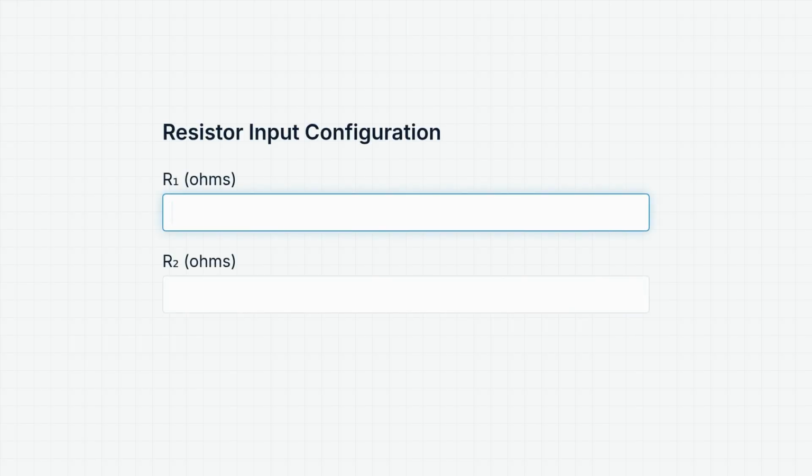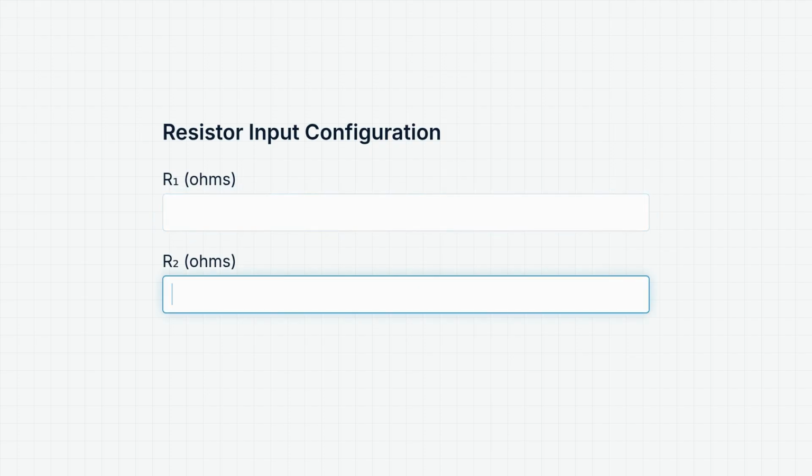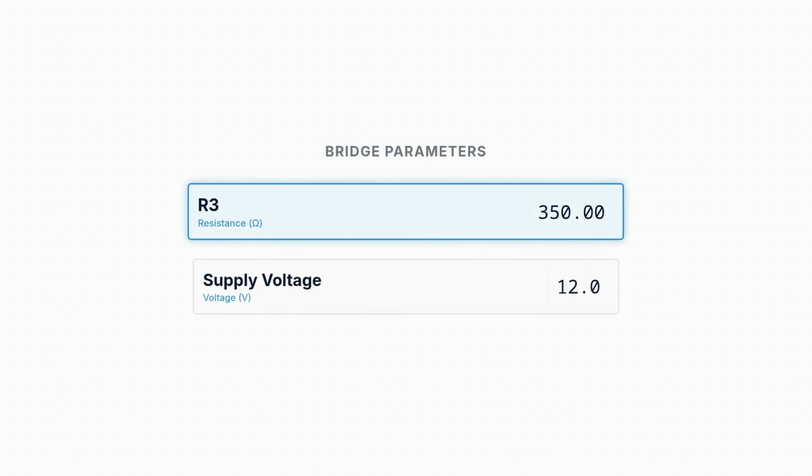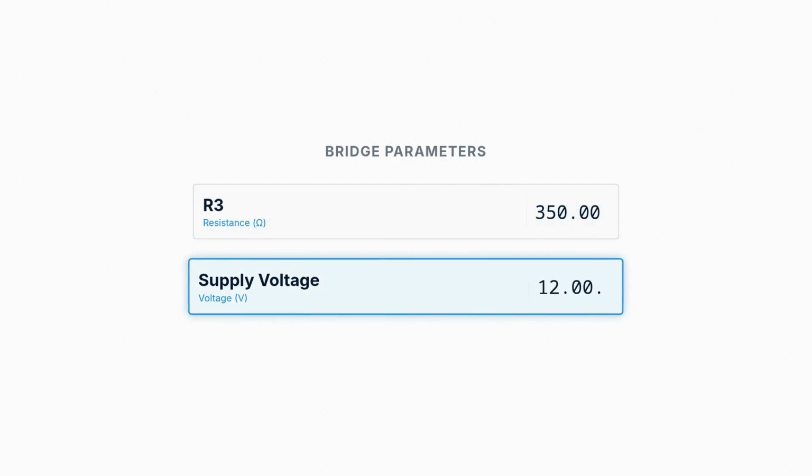First, we have R1 in ohms, where you enter the first known resistor value. Next is R2 in ohms for the second known resistor. Then R3 in ohms for the third known resistor. Finally, there's supply voltage in volts, where you input the voltage applied across the bridge.